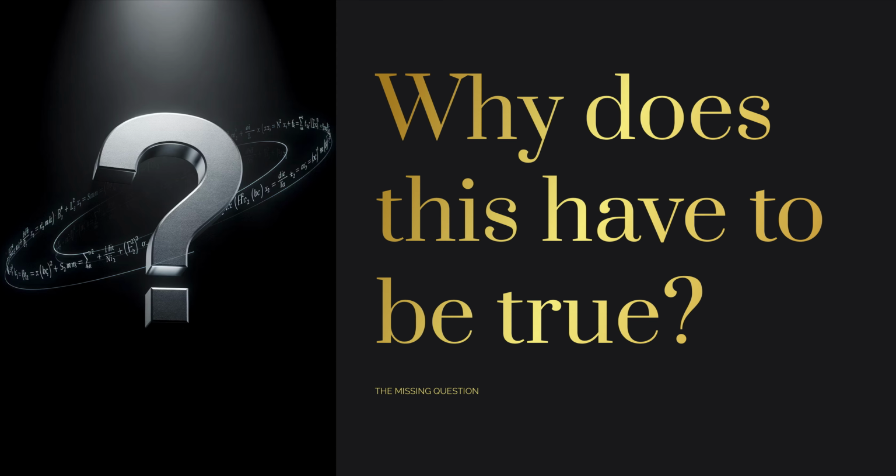The Feynman technique, as most people practice it, stops at one question. Can you explain it simply? That's the test it applies, and rightly so. But Feynman applied a second test, an arguably harder test. Why does this have to be true?